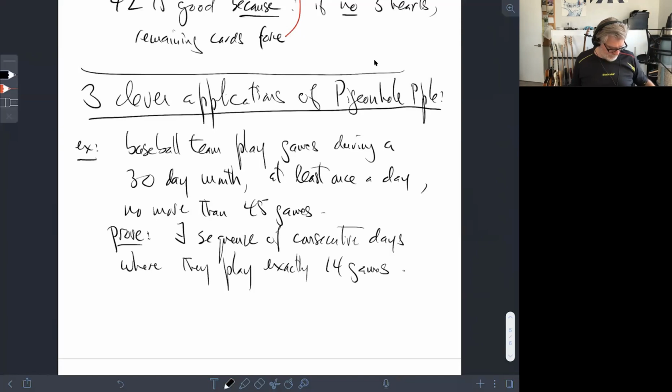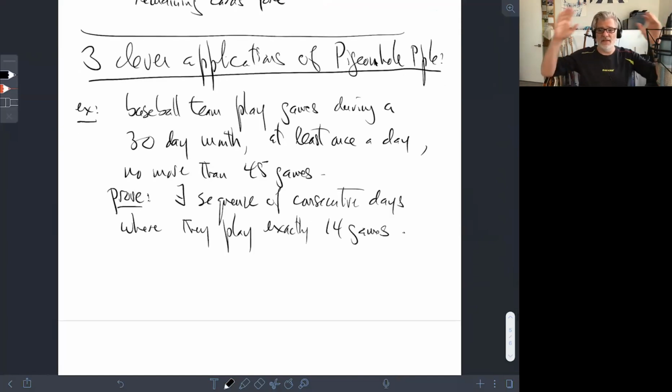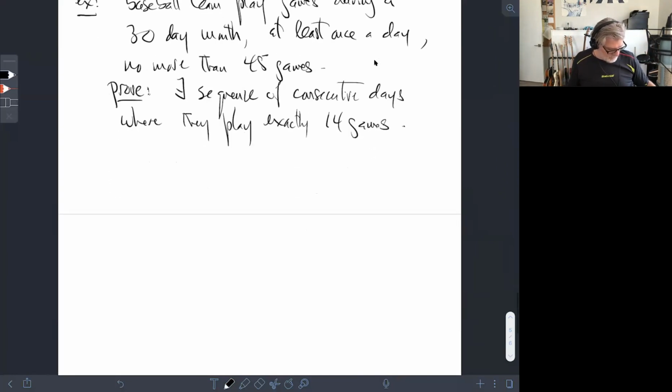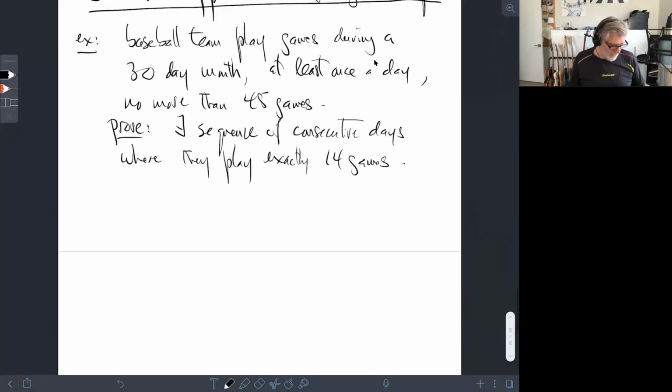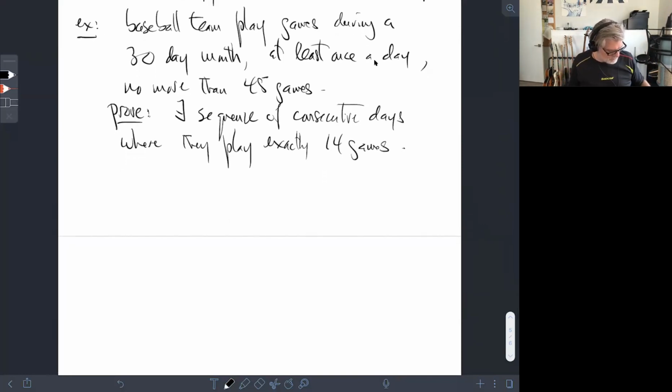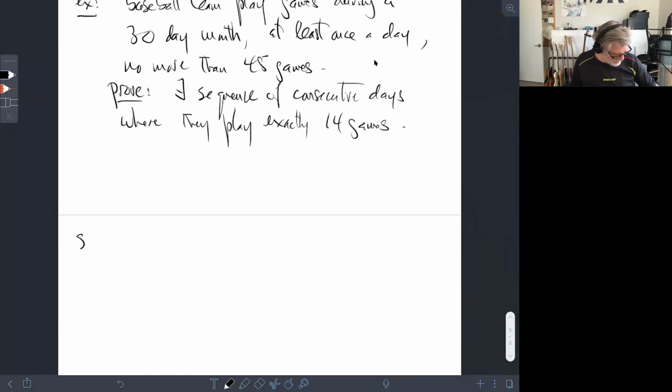So again, basically you have a calendar with 30 days and you're going to schedule games during these 30 days with the rule that there's at least one game per day and a total no more than 45. And you have to prove that there is a sequence of days somewhere that will give you 14 games. Now think about it, if you try to brute force this, you will die of old age before you figure it out, right? There's just way too many possibilities. So you want to find a shortcut. I could leave you thinking about this for a while, but that's not the point. The point is for me to show you some tricks. So here's the solution immediately.